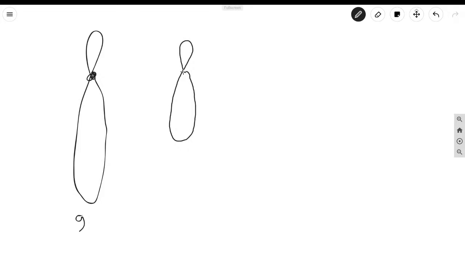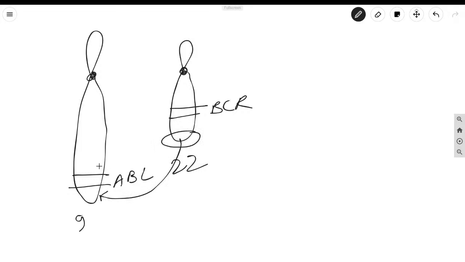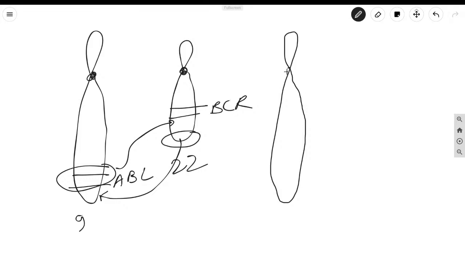What happens is you have chromosome number 9 here, and here another chromosome, not its homologue, chromosome number 22, suppose. Chromosome 9 contains a specific gene known as the ABL gene. Chromosome 22 contains the BCR gene. So what happens? Some part from here will be connected to here, and this will be connected to here.